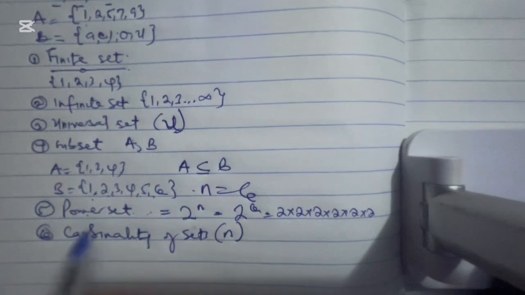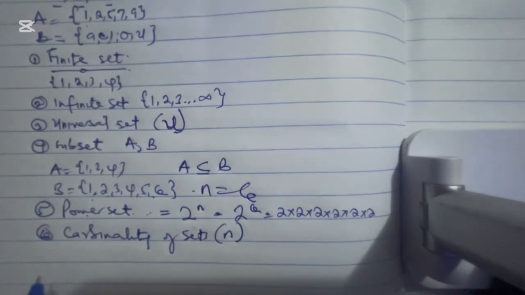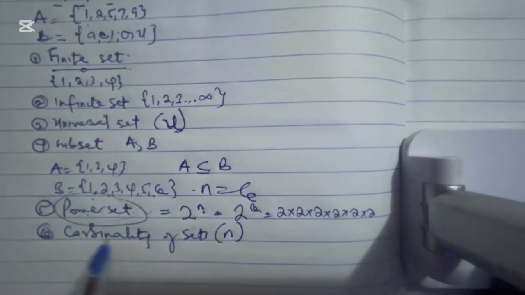So you have to know the number of elements in a set first. Then after that, you can check the power. If you don't know n, you cannot get p, which is the power set. So it's very important to note that.